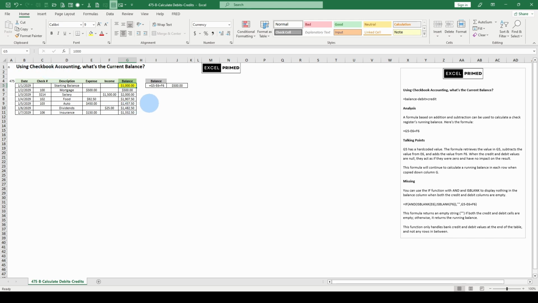When you're balancing your checkbook, what are you going to do? You're going to subtract your expenses and you're going to add your income. A formula based on addition and subtraction can be used to calculate a check register running balance. Here's the formula. G5 has to be hard-coded. The formula retrieves the value in G5, subtracts the value from E6, and adds the value in F7. You can use the IF function with AND and ISBLANK to display nothing in the balance column when both the credit and debit columns are empty.